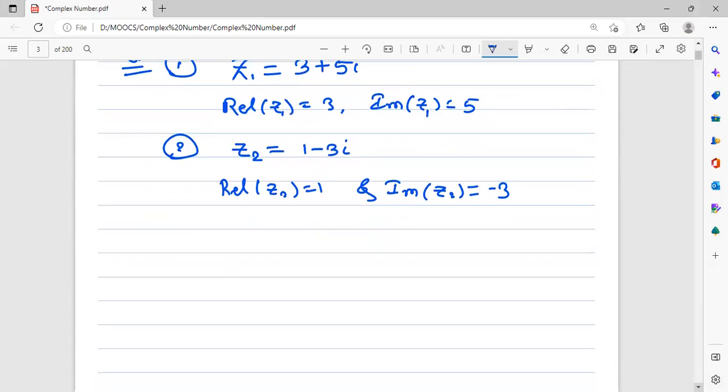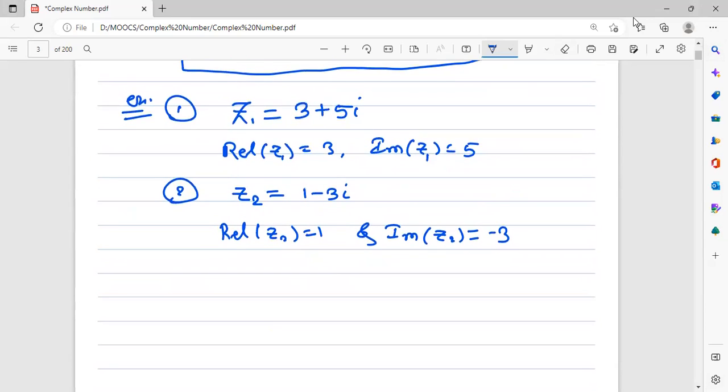Here, I will continue by taking some examples. I will continue with the third example. Suppose I have a complex number z3 = -5i. How do we find the real part and the imaginary part?